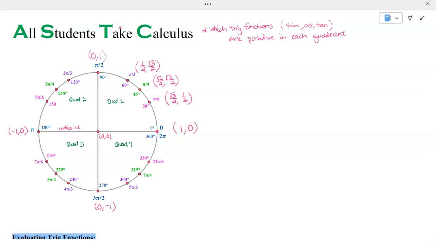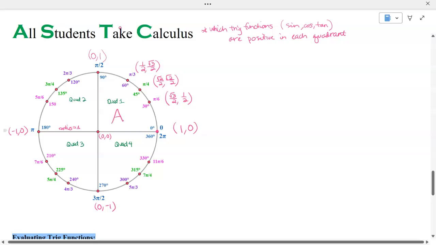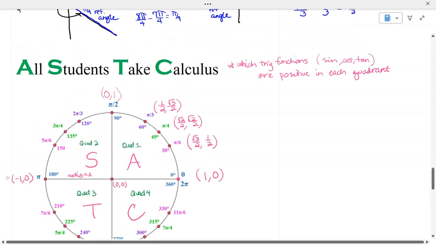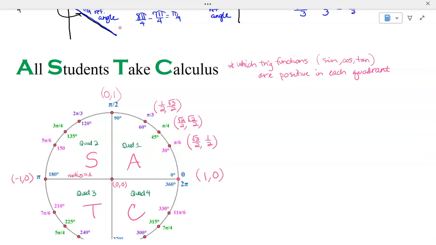And so let me show you how we're going to put these acronyms. You're going to start in quadrant 1 with an A, quadrant 2 is going to be an S, quadrant 3 is T, and quadrant 4 is C. And let's talk about what this means. All students take calculus. Again, it's going to tell us which trig functions are positive in which quadrant. So all means that all of the trig functions are positive. The S tells us that just the sine is positive in this second quadrant.